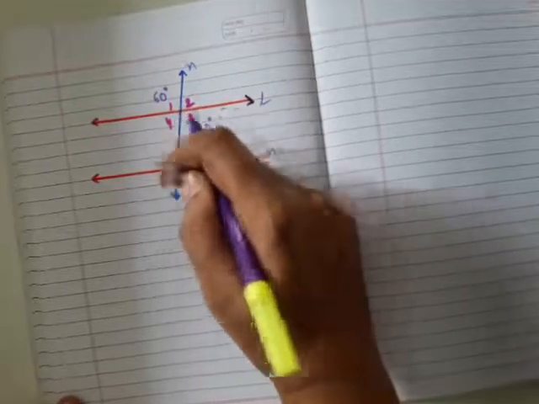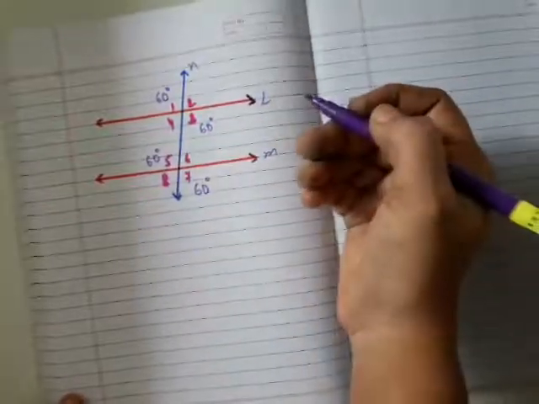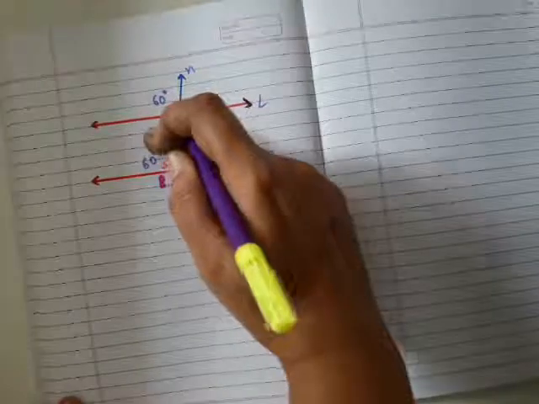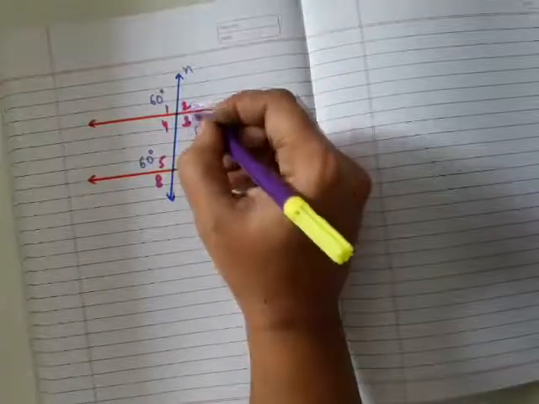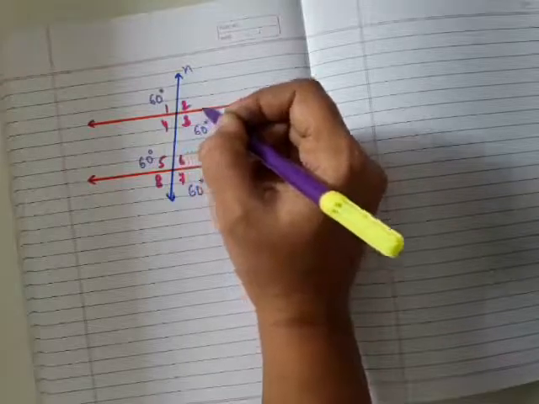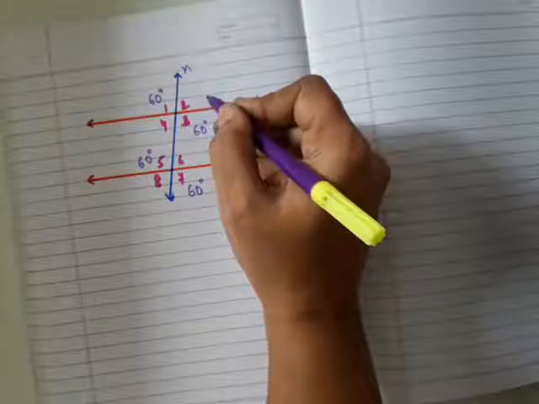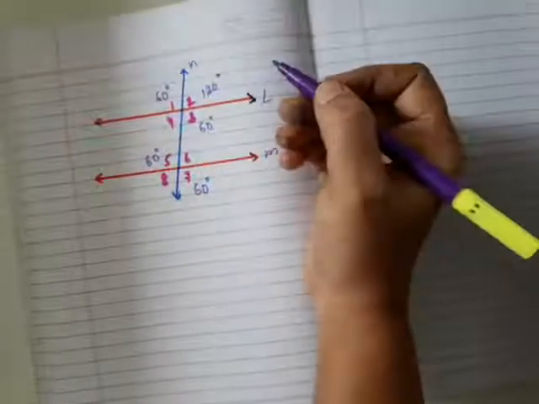Now 5 and 7 will be equal. Why? Because vertically opposite angles are equal. So you got this also as 60. Now if I see here, angles 2 and 3 are adjacent angles as well as a linear pair. So 180 minus 60 will give me the measurement of angle 2, that is 120. So you got the measurement of angle 2 as 120.